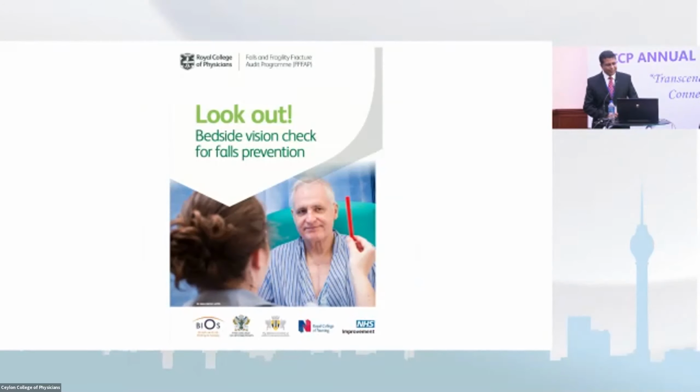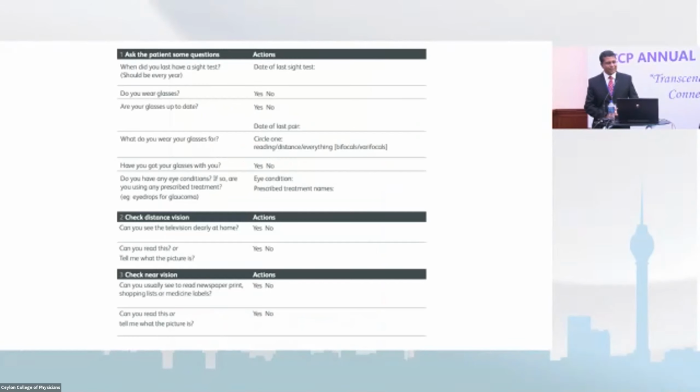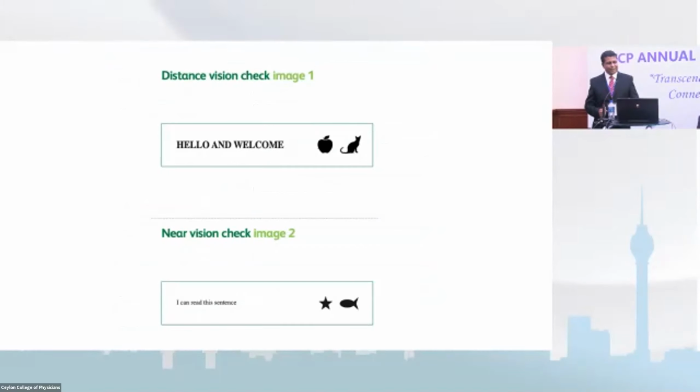And the vision assessment. The Royal College of Physicians has given the bedside visual assessment check for falls prevention. Mainly in the bedside visual assessment, we look at the first three questions. Usually they ask any patient who has had falls or even without falls. We ask about her vision, whether she uses glasses. The second question is about distance vision. And the third question is about near vision. They use this chart to assess near vision as well as distance vision.